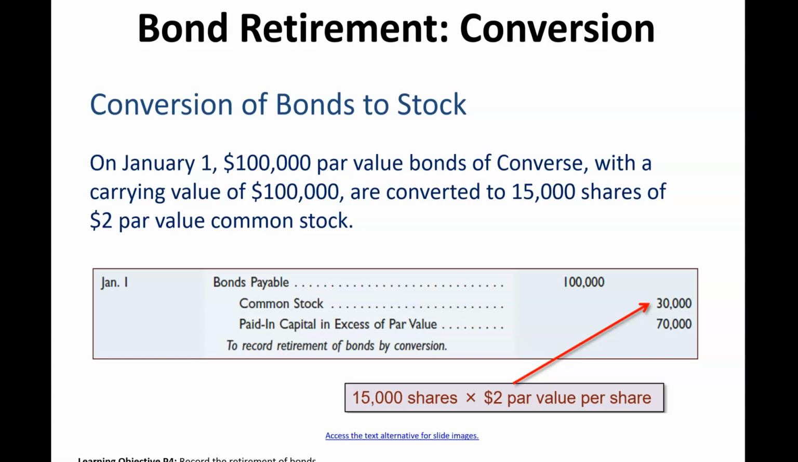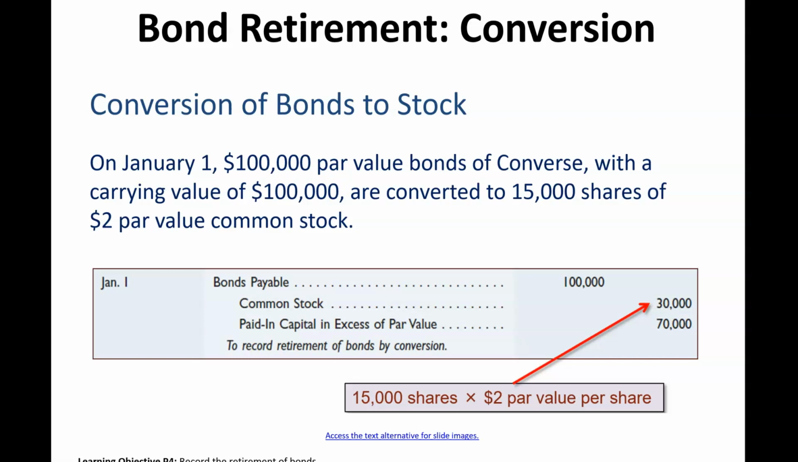Another option that can be done is to convert the bond to stock. And the same thing here, you would want to debit bonds payable $100,000. And we haven't gone over stocks and corporations. Well, actually, yeah, we have. No, we haven't. So, wait, yeah, we have.